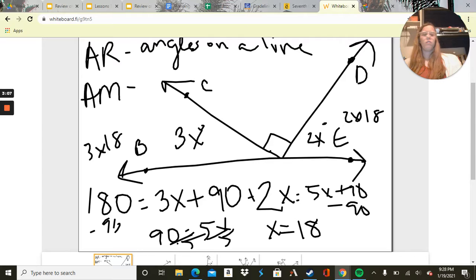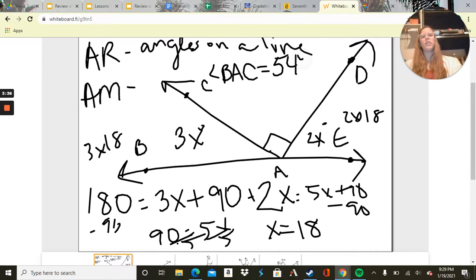I didn't label that one, I forgot. One second, let me see what that label is supposed to be. That's supposed to be D. So angle BAC equals 3 times 18. 18 plus 18 is 36, plus 18 is 54. So BAC is 54 degrees. DAC equals 36 degrees.